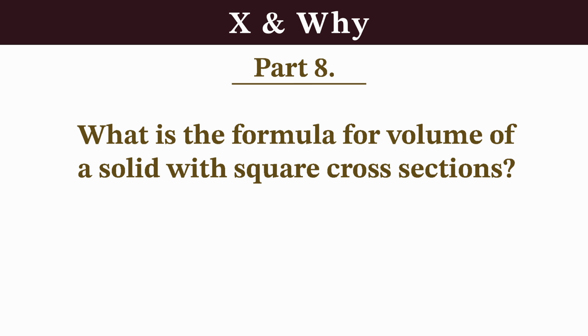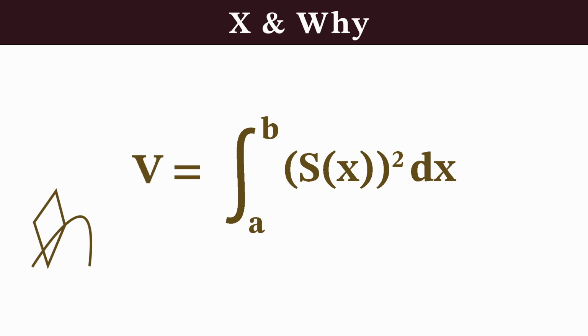Part 8. What is the formula for volume of a solid with square cross-sections? The formula is volume equals the integral from a to b of the side length squared dx. The side length is equal to the length of the segment between the top and bottom curves at each x. The side is the base of the square, so squaring it gives the area of each cross-section.